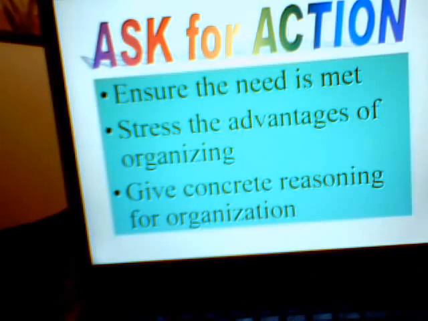Ask for action. Tell the audience what they should do to ensure that the need is met. Tell the audience exactly what they must do. Stress the advantages of organizing the main points, giving concrete reasoning for organization, and how they will personally benefit from this.